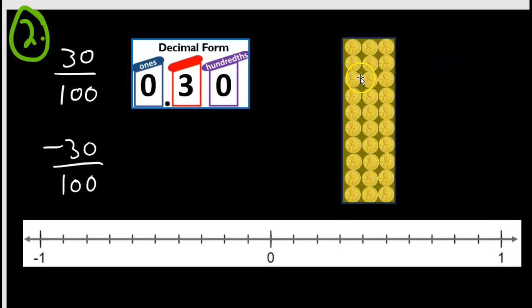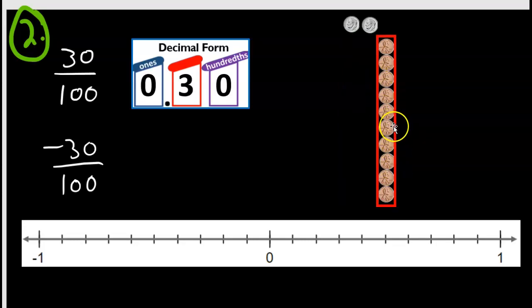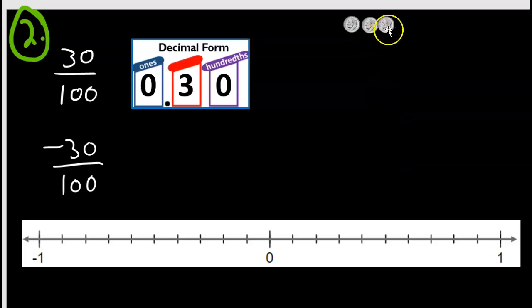So just take a look at these for a second here. 30 hundredths. Let's trade these pennies in for dimes. How many dimes will we get? See, these 10 pennies equal a dime. These 10 pennies equal a dime. These 10 pennies equal a dime. And we got 3 dimes. We don't have any more hundredths though. But what we do have is 3 tenths. Tenths are like dimes, hundredths are like pennies. So we don't have any hundredths, but we do have 3 tenths, 3 dimes. There we go. So that's easy peasy.